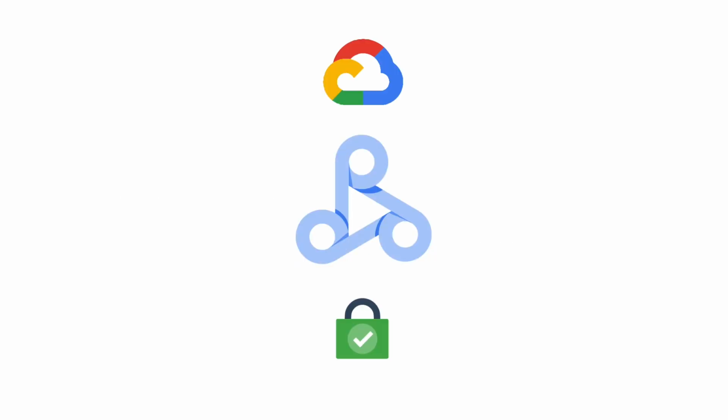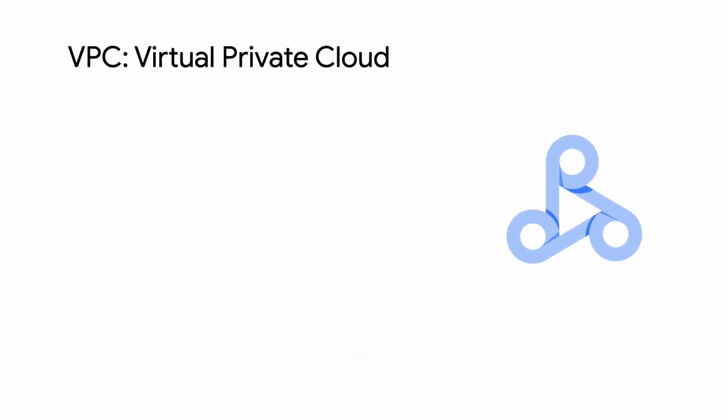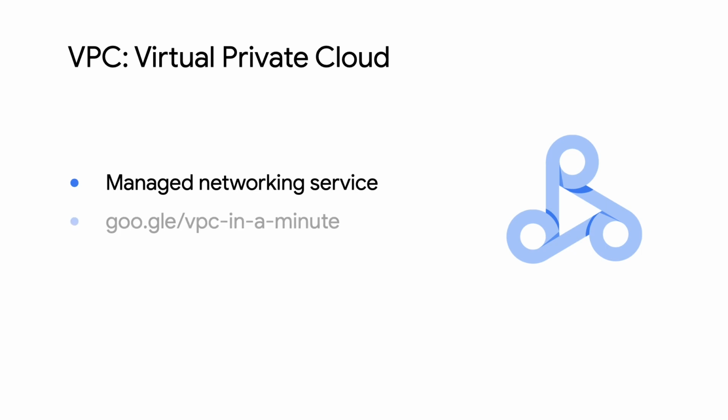In this video, we'll be going over how to secure your Dataproc clusters using a custom virtual private cloud, or VPC. A VPC is a managed networking service for your Google Cloud resources. Resources within your VPC are secured via isolation from the public internet. For more info on virtual private cloud, check out the video linked in the description.